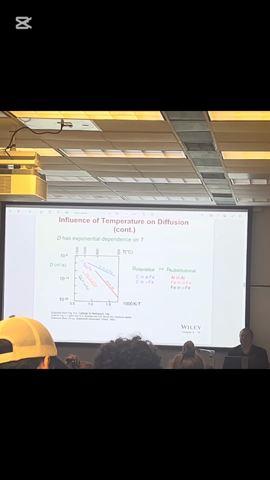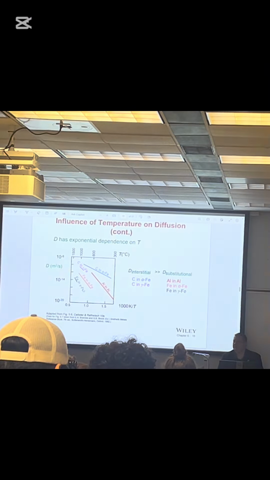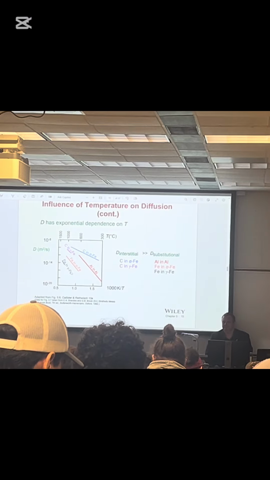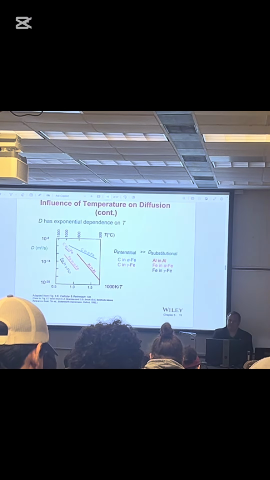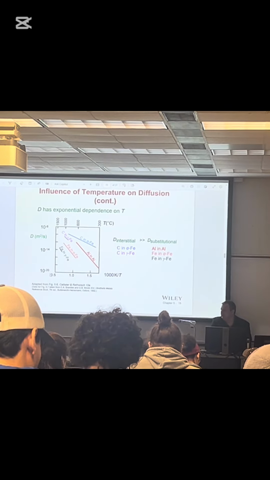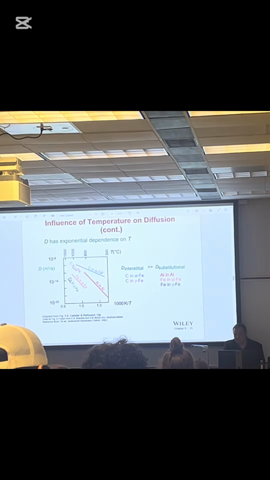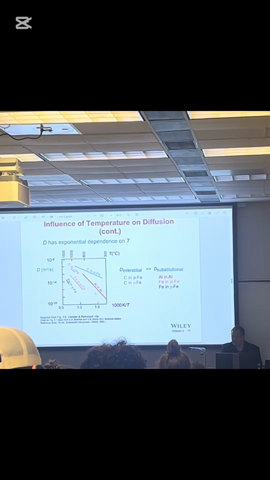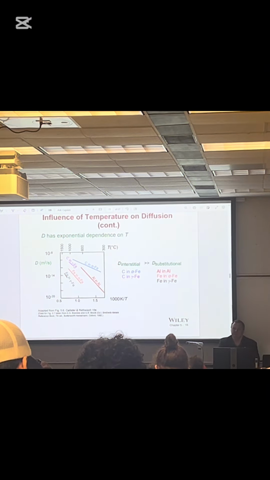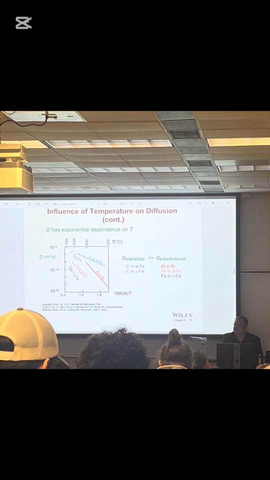But what can you say about carbon diffusion in iron compared to iron in iron? And what is the reason? Is 10 to the negative 8 more than 10 to the negative 20? Yeah? So the diffusion rate of carbon in iron compared to iron in iron is what? Higher or lower? It's higher. And what is the reason for that?